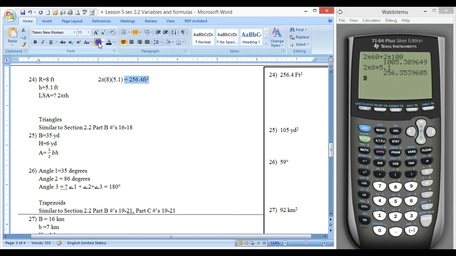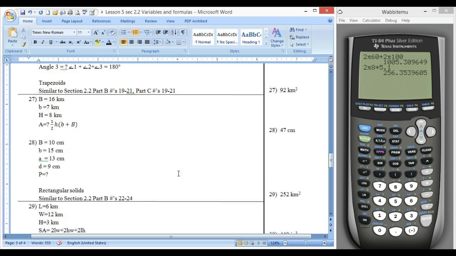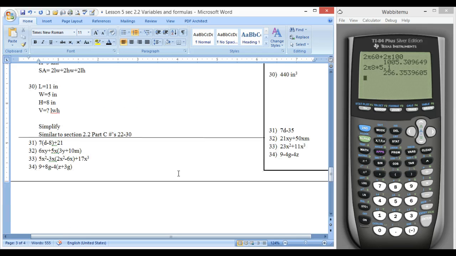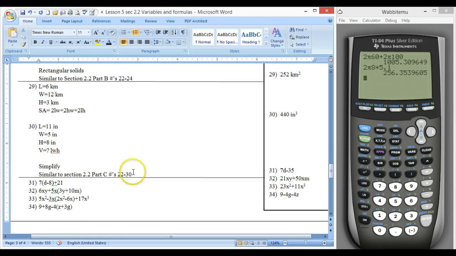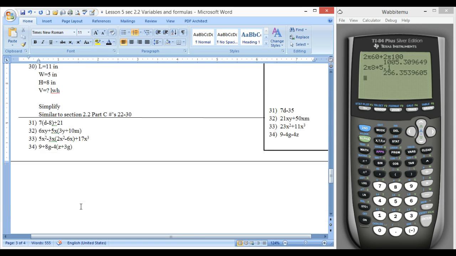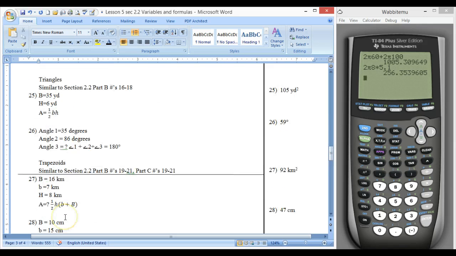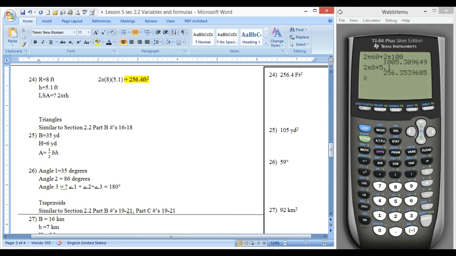There we go. This is turning out to be a longer lecture than planned, so I'm going to go ahead and stop halfway through and do a part 2 for the second part, in which we'll cover triangles, trapezoids, rectangular solids, and simplifying some equations already written. So if you want to finish this lecture, go ahead and join me in the second section.